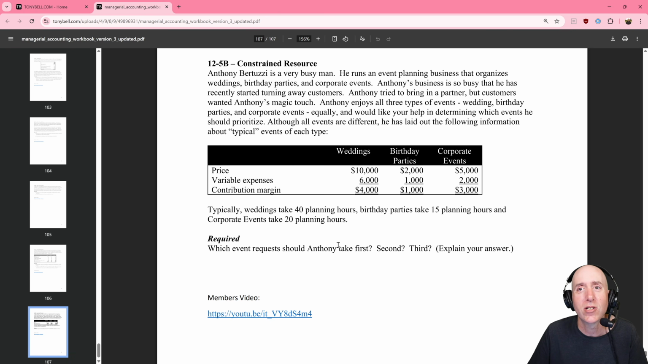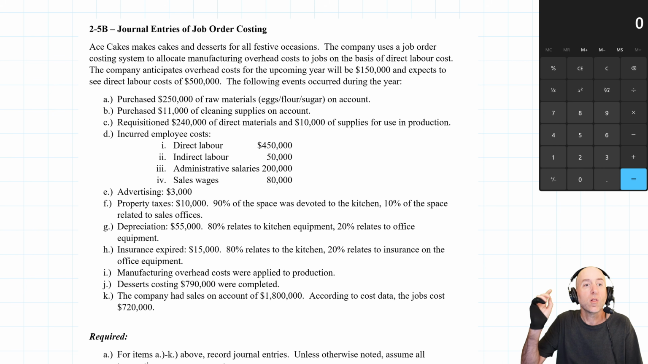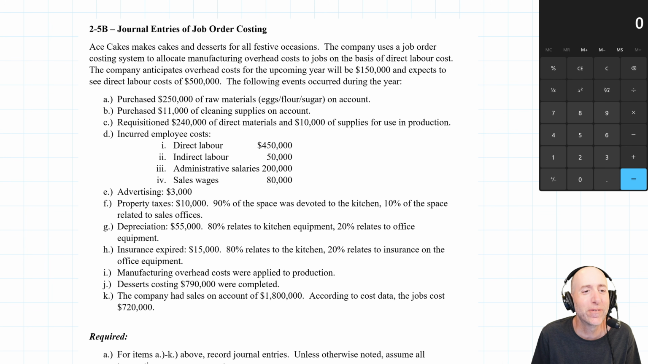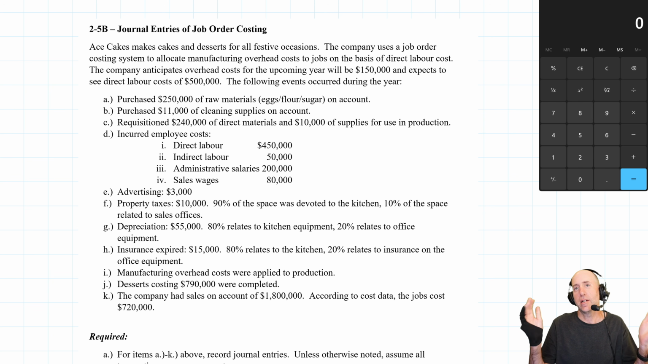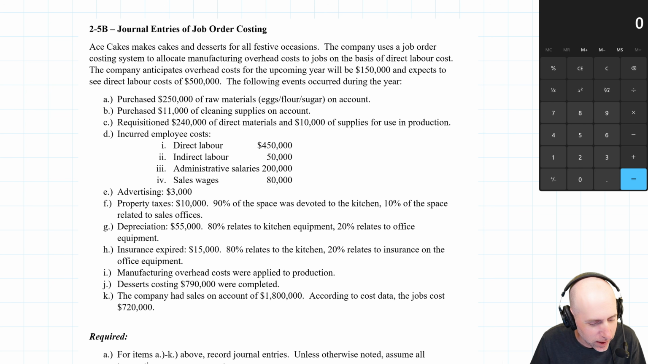All right, let's jump into today's exercise. Let's examine problem 2.5b, journal entries of job order costing. Two wonderful topics in one, hopefully a wonderful problem. You can download it at tonybell.com, click the PDF link. No sign-ins, no logins, no nothing.